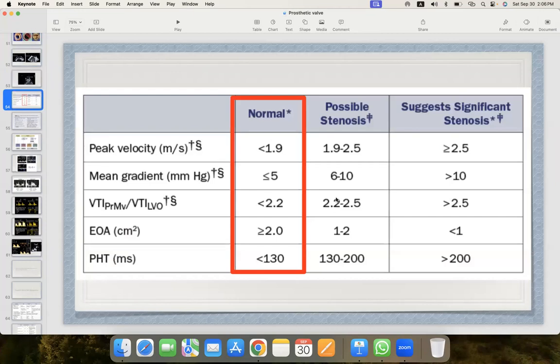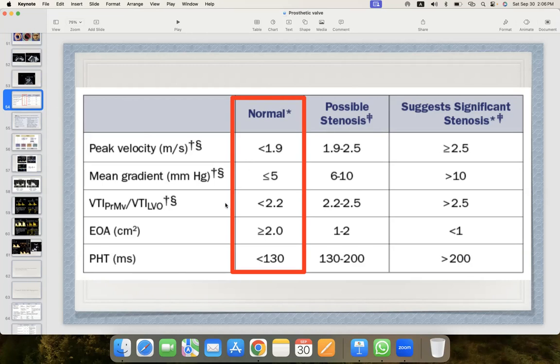These are the parameters that we use to evaluate a patient with a mitral prosthetic valve. We say that the velocity should be less than 1.9. It can go all the way up to 2.2 and be acceptable, but normally it should be less than 1.9 meters per second. And this is the velocity by continuous wave, of course, not by pulse wave, across the mitral valve. A mean gradient should be 5 or less.